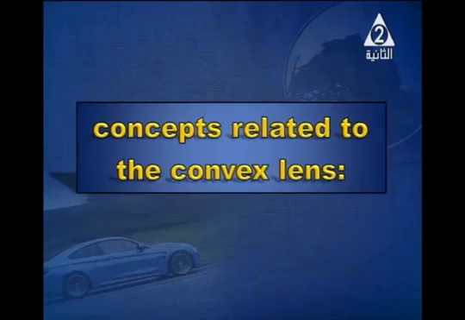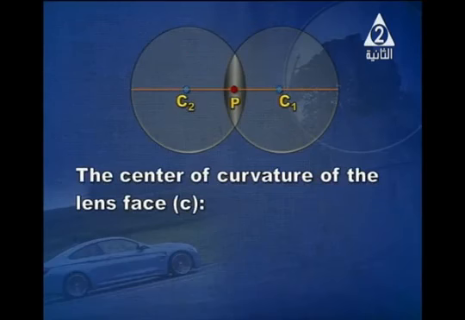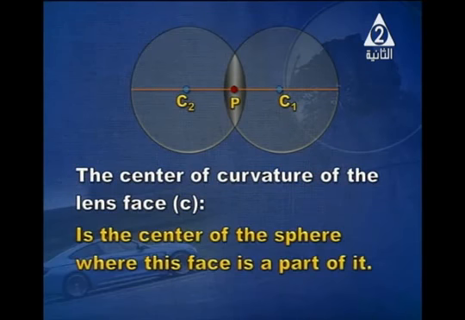Some concepts related to the convex lens. Number 1, the center of curvature of the lens, which is abbreviated by C, is the center of the sphere of which this face is a part. This is the center of curvature, and this is another center of curvature, as we know that the convex lens is a part of two spheres. So it has two centers of curvature.